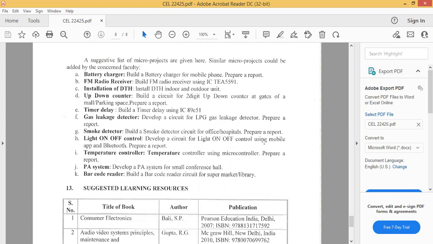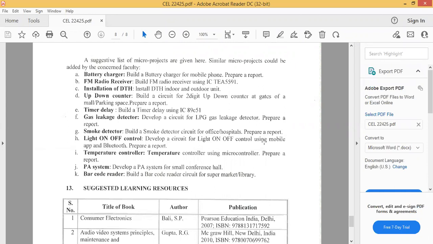The battery charger for mobile phone, then FM radio receiver, installation of DTH, up down counter, timer delay, gas leakage detector, smoke detector, light on off controller, temperature controller, public address system, barcode reader. So all these are the suggested list of micro projects.